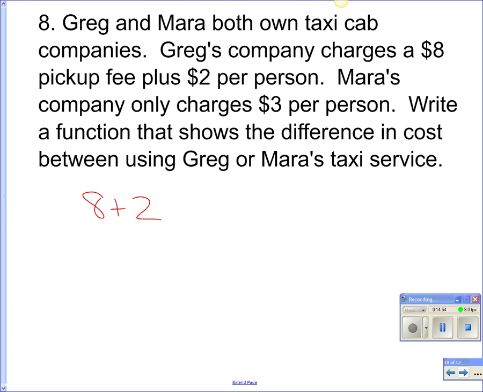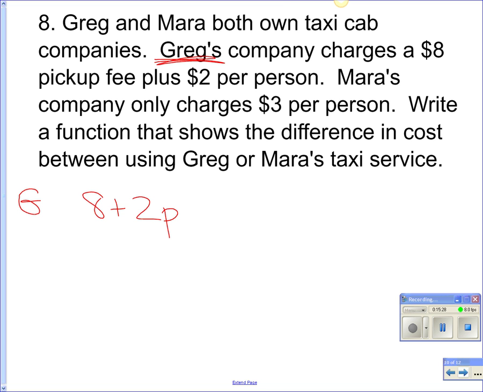All right, we'll use a P for per person. Abby, something else that's important on this one. Something else I should do. Okay, so Greg's company, so let's back up for a minute. This is Greg's. So Greg's company charges an $8 pickup fee, so that's where the 8 came from, plus $2 per person. So this is for Greg. Are we good with that?